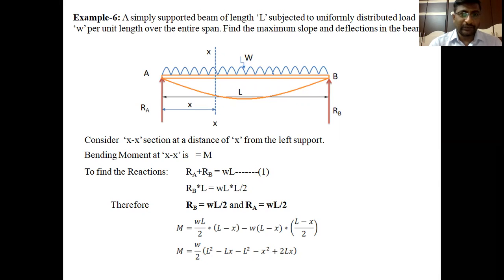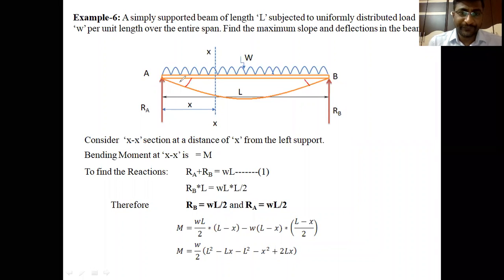Slope at A is clockwise, that is clockwise angle of rotation, and slope at B is anti-clockwise. So slopes are equal at A and B by symmetry of the diagram. If we draw the tangent at point A, and the tangent at point B for that curve, these are the slope at B and the slope at A, theta A. Magnitude wise these two are equal, but direction wise it's opposite.